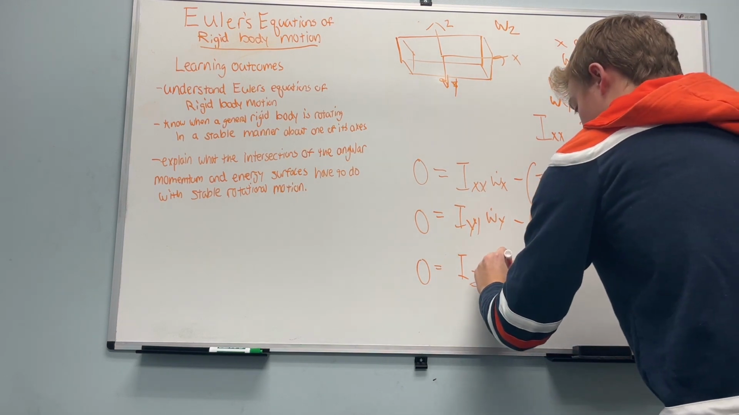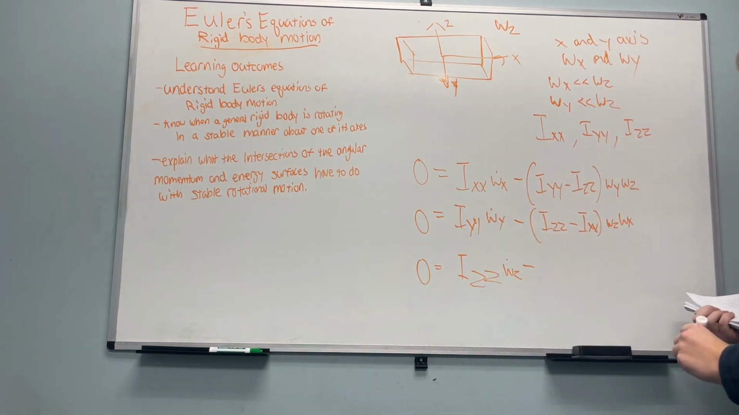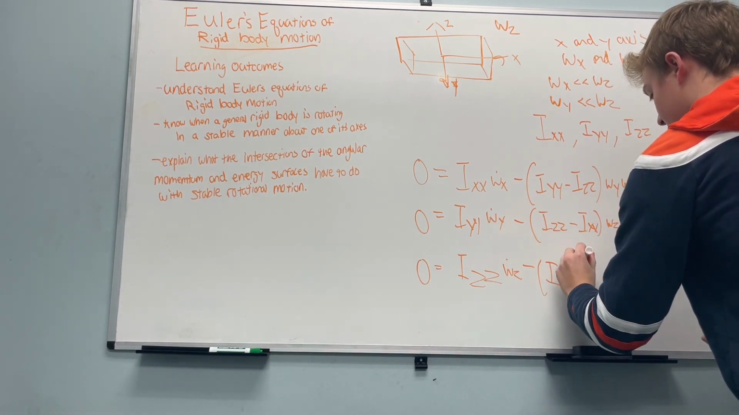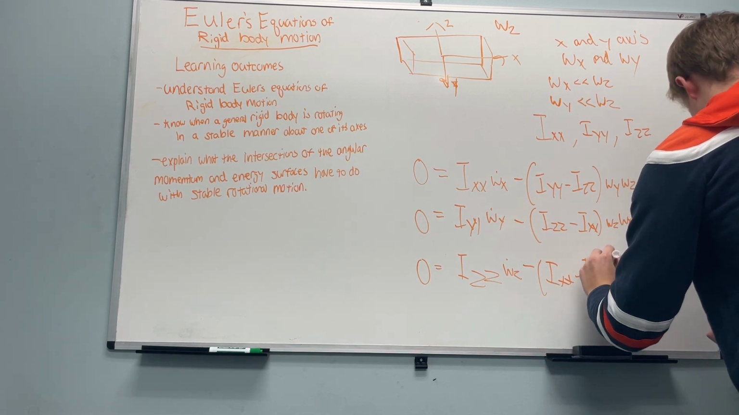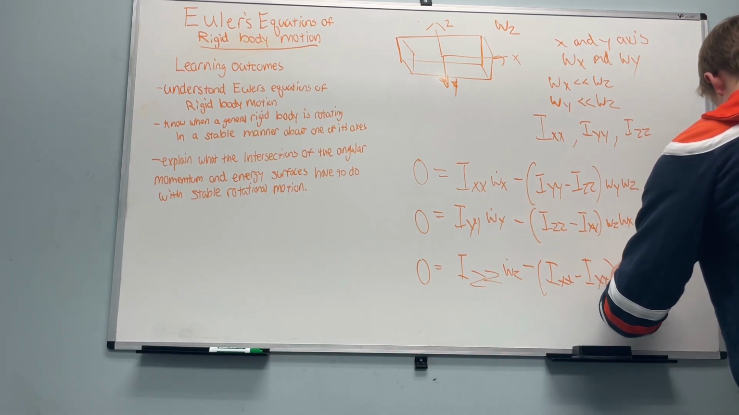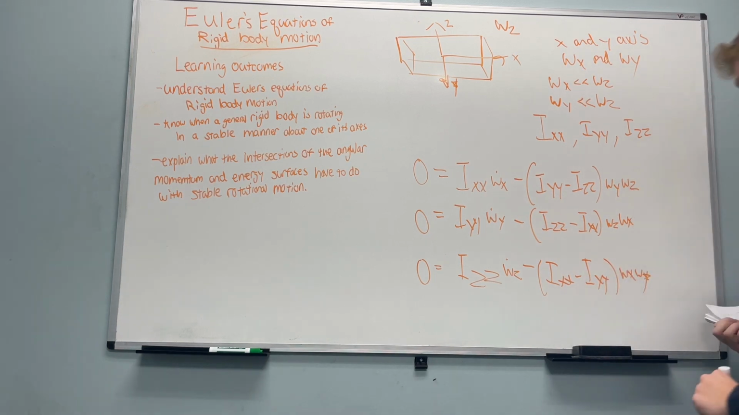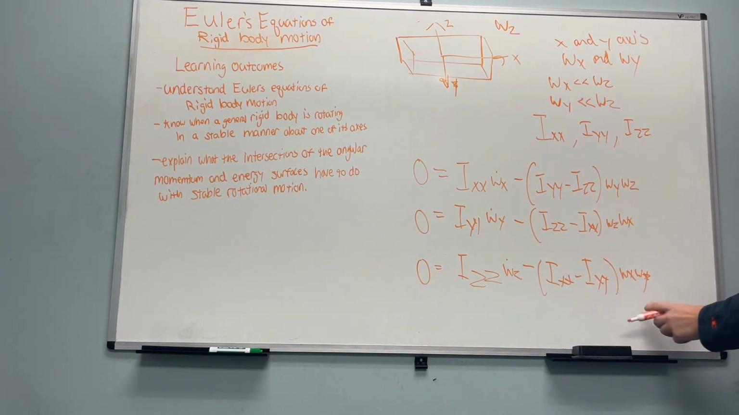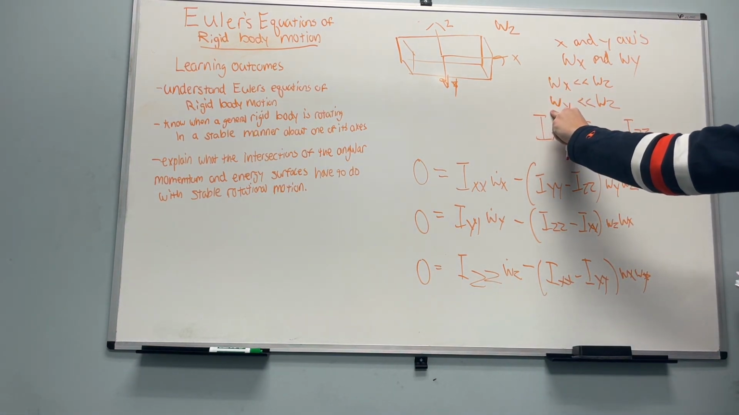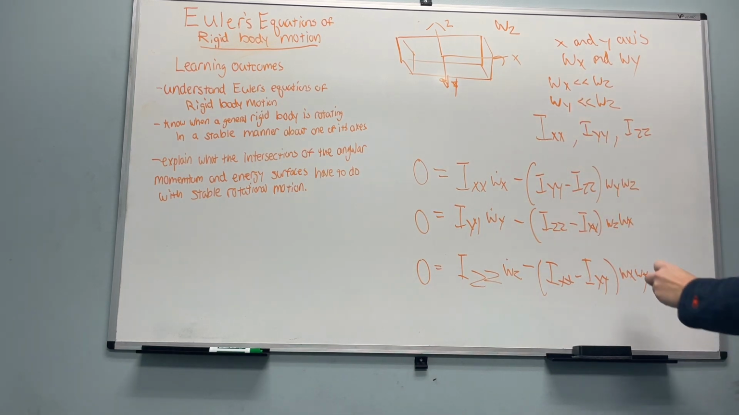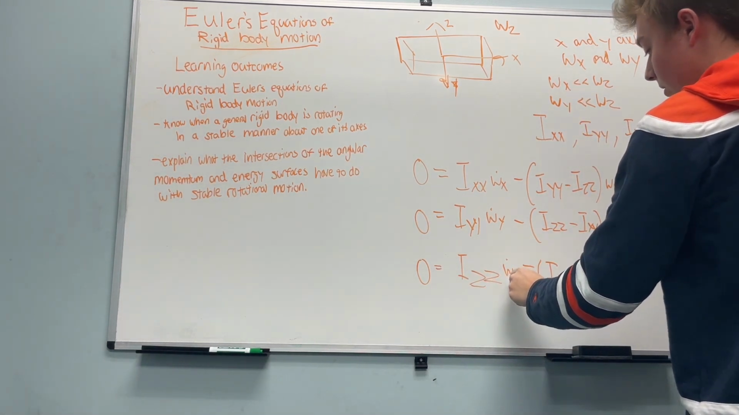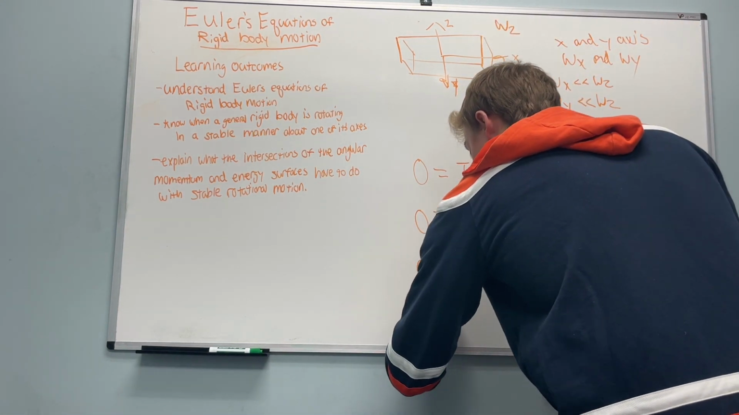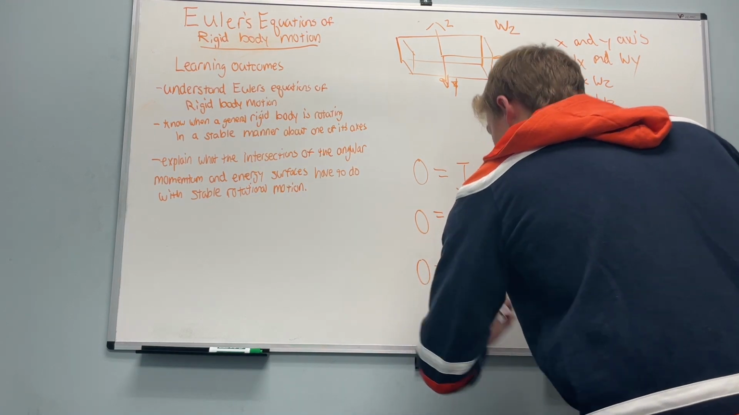Izz omega z dot minus (Ixx minus Iyy) times omega x and omega y. And from here, we can see that this last equation, with omega x and omega y being very small, will come out to be omega z equal to a constant, just omega.